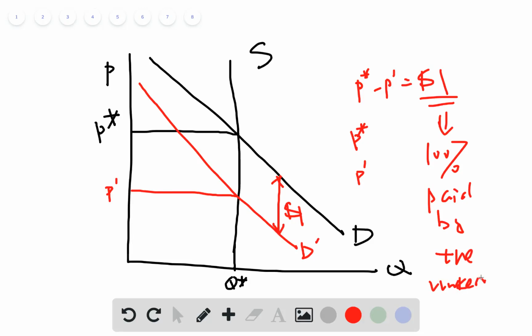Okay, so you could see that this is a very special case because the supply curve is a vertical line. That means even if the government applies this $1 tax on the firms, the firm need not pay for it. Actually, all of this $1 tax is paid by the worker.